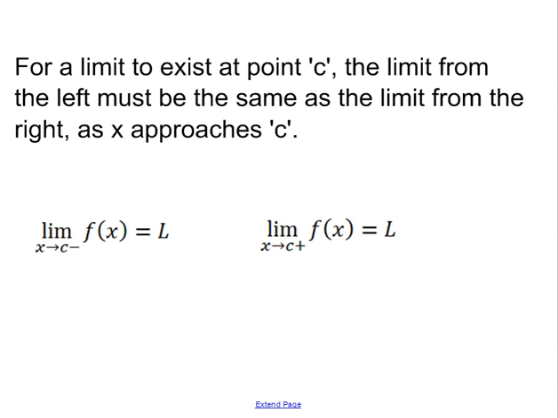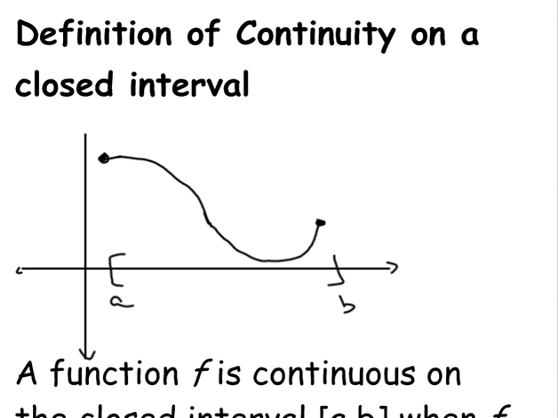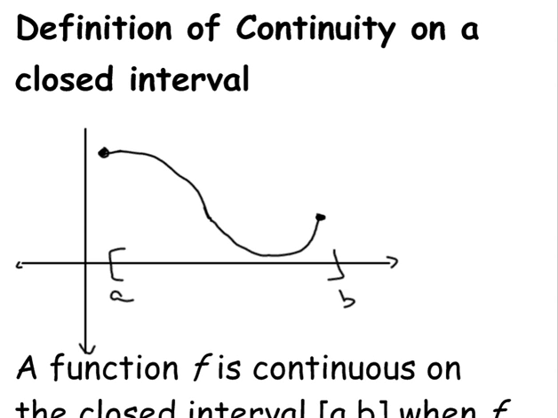Now, this is why one-sided limits are important. One-sided limits are important because they help us define continuity on a closed interval. So let me give you the definition first, then we'll work out an example, and then we'll conclude. So, the definition of continuity on a closed interval. Here's the thing: for a function to be continuous on a closed interval, it has to meet three criteria. The function has to be continuous everywhere in the interval. So that's the first criterion.